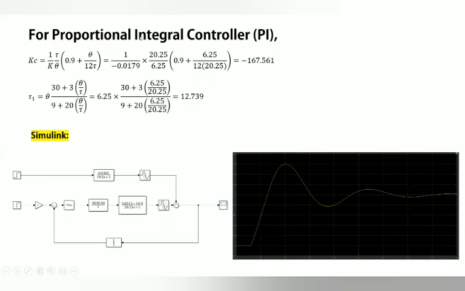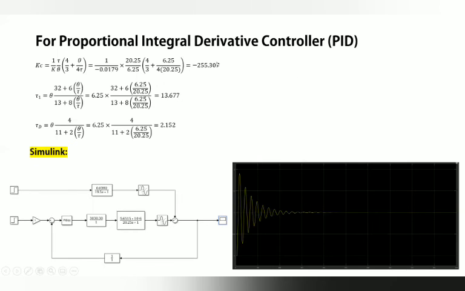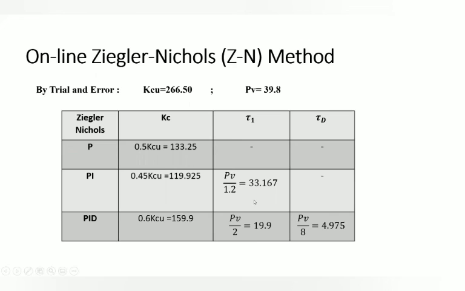Okay, moving on. For the PI controller, similar as well, substituting everything inside, and we obtain the value, running the Simulink, and we will obtain the response of the process. And after that, for the PID controller, same thing as well, substituting the values into the KC formula, tau1 formula, tau-d formula, we obtain this value. This value is substituted into the PID controller in the Simulink, and we will run the Simulink, and we will obtain this response.